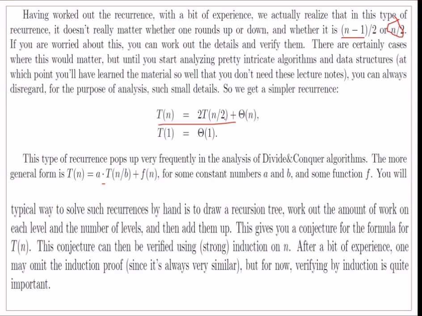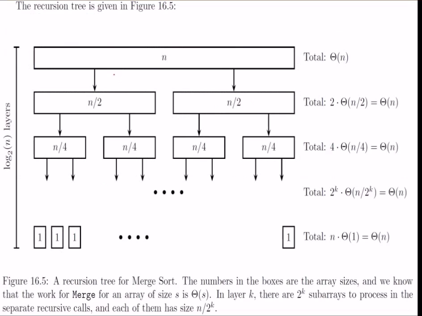See, 2 and 2 are constant here. These are a and b, and with some function, say f, and this is our function f, right? And we will be solving this with a recursion tree, and you'll be able to know how we can actually get down to the order of n log n.